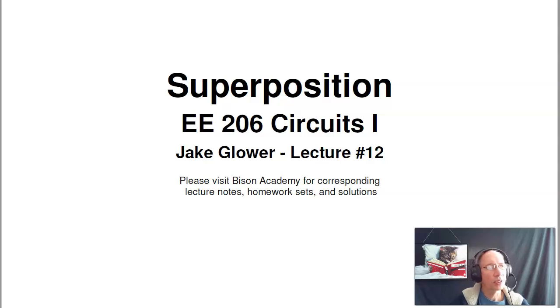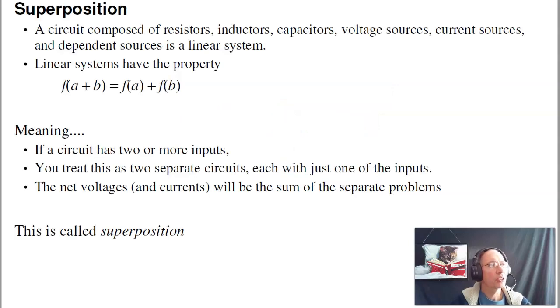Welcome to lecture number 12 for EE206 Circuits 1, Superposition. Now, superposition uses the property of linearity. A circuit that's composed of resistors, inductors, capacitors, and voltage sources is a linear system. And linear systems have the property that f of a plus b is f of a plus f of b.